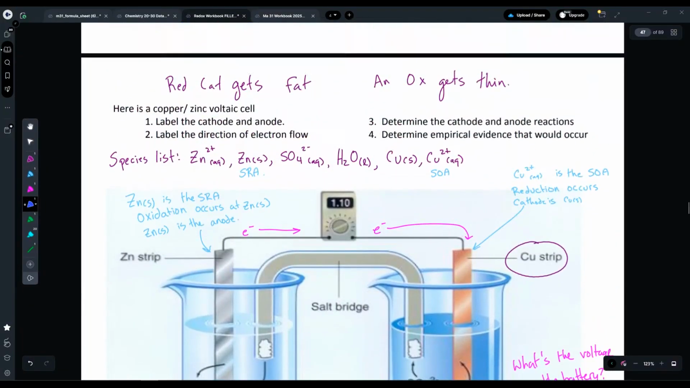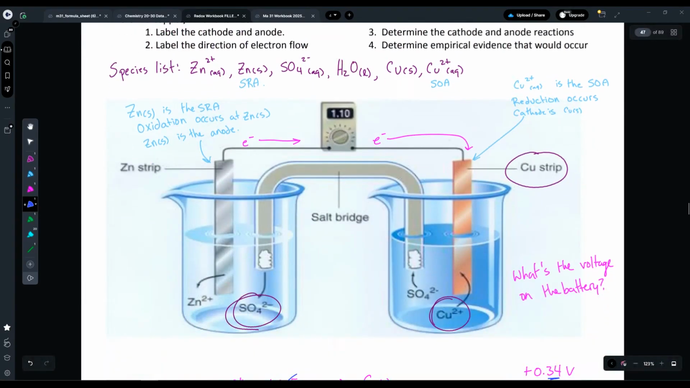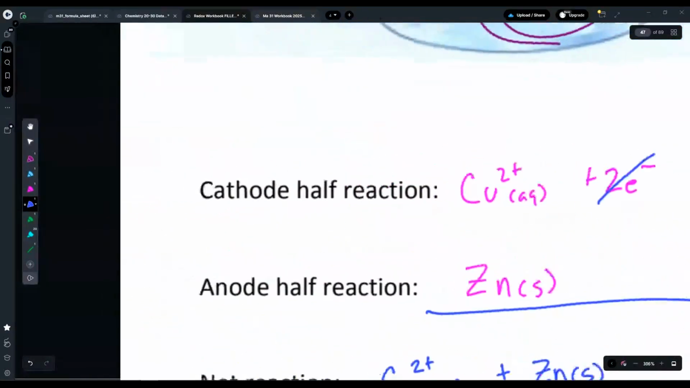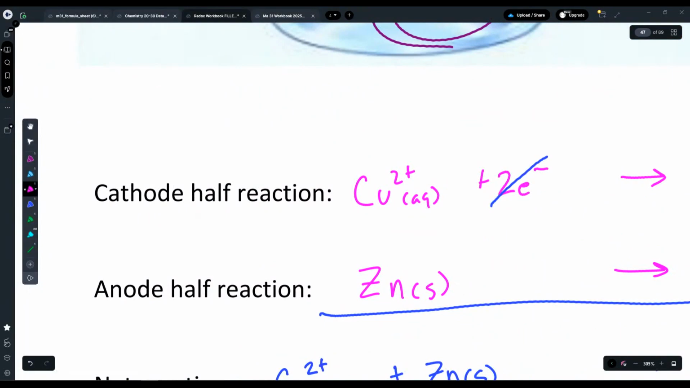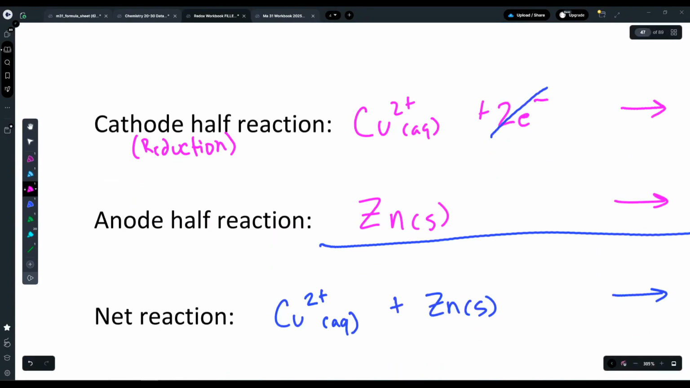So we determined the cathode and anode reactions, and one thing I'm actually going to do, let's just add in here: cathode reaction, so that's the reduction reaction. Anode half reaction, that's the oxidation one.